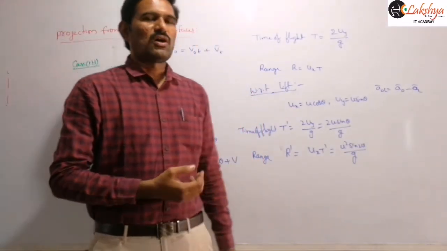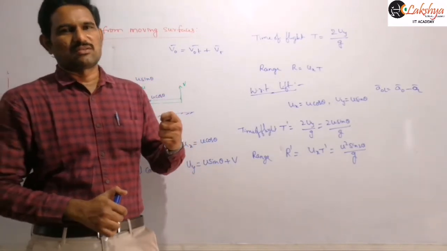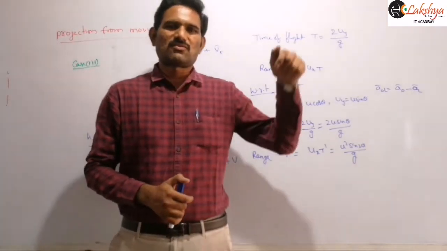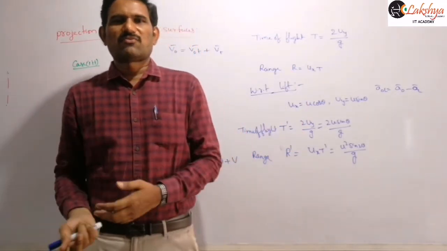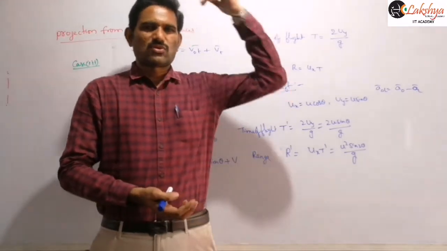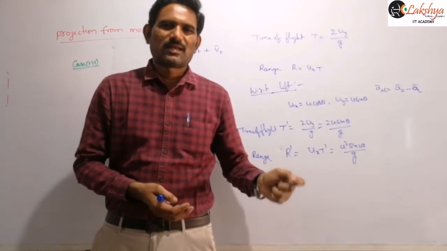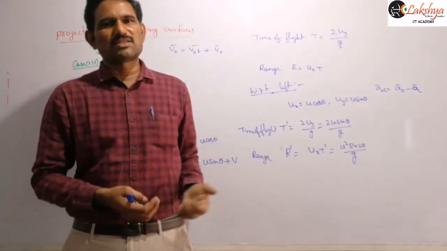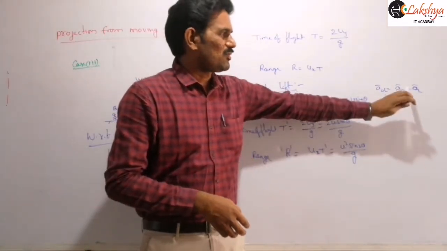And the acceleration of the object is nothing but, once you are projecting an object, the acceleration of the object will be g downwards. Once it is in air, whether you are projecting from a platform or a horizontal surface or from an aeroplane, once the object is in air, we need to consider its acceleration as g, that means acceleration due to gravity in the downward direction. So this value will be minus g.